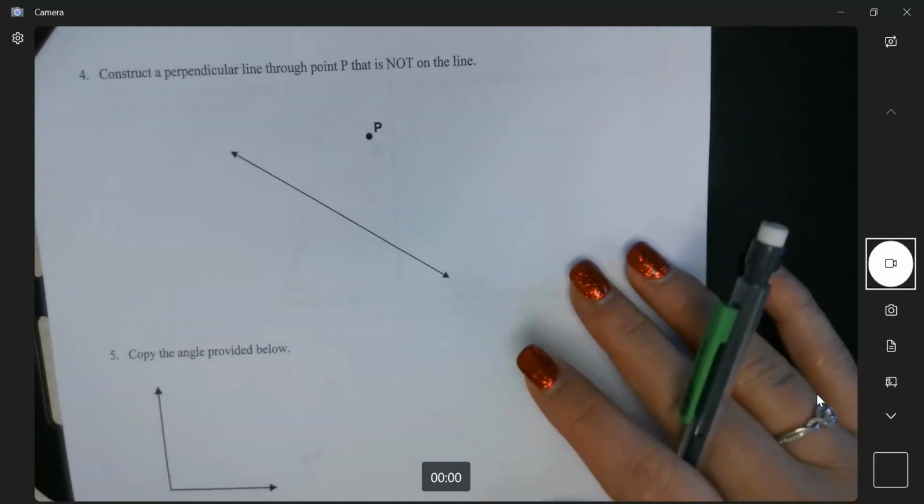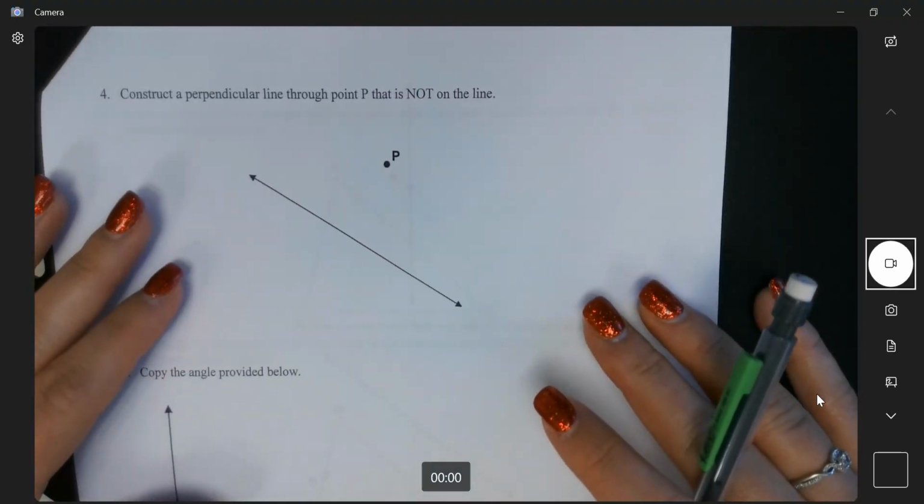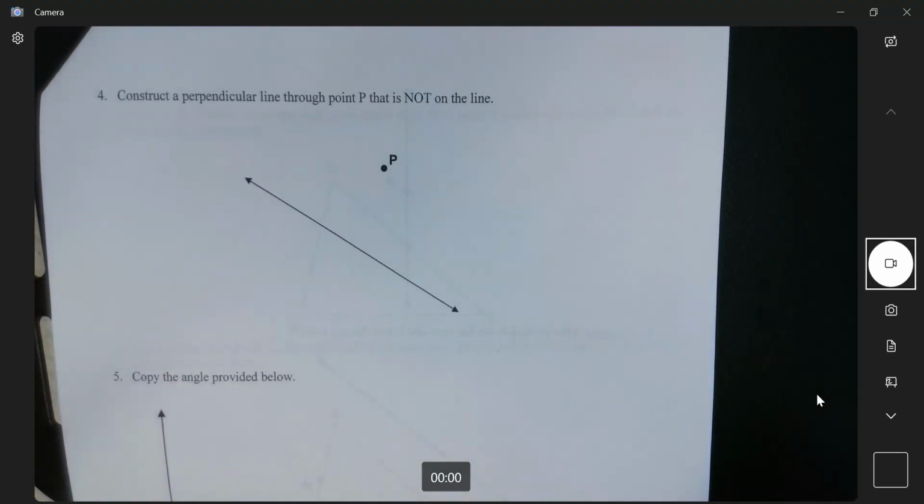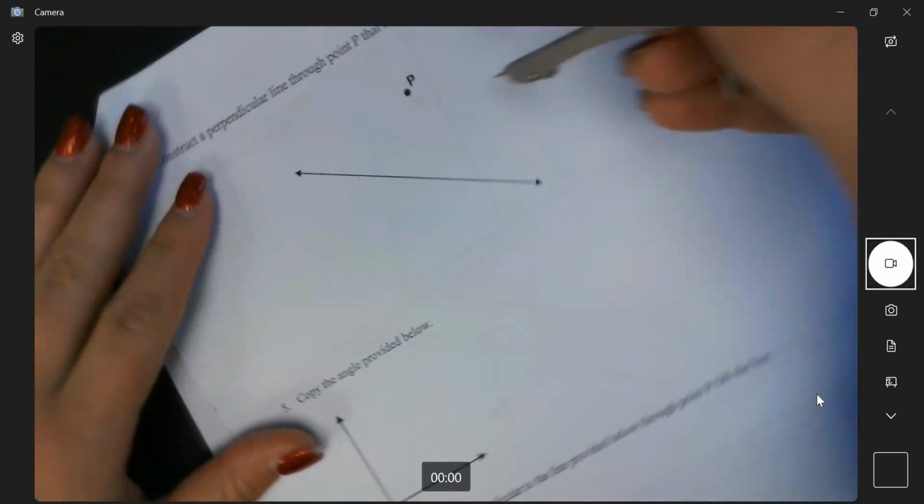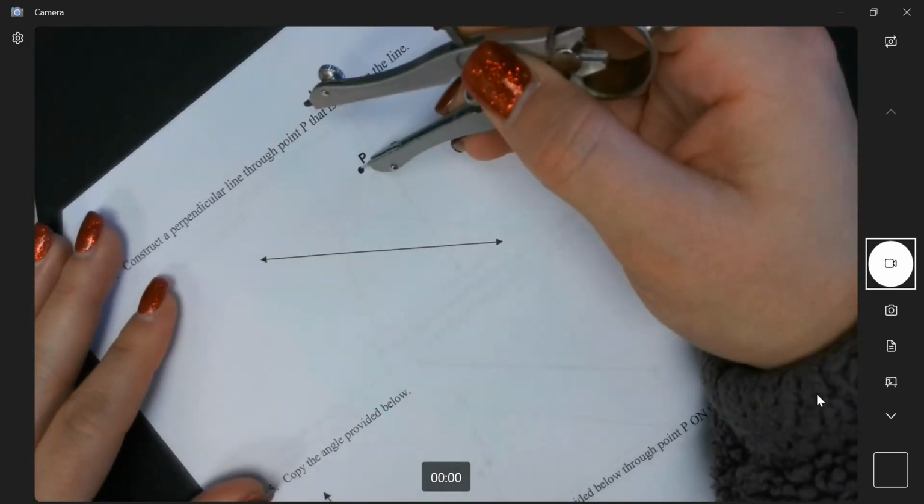All right, take a look at number 4. Number 4, let me adjust. All right, so number 4 says construct a perpendicular line through point P that is not on the line. So we're going to start by placing our compass on point P. The point of your compass should be on point P, just like this.